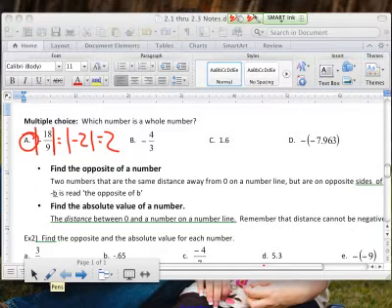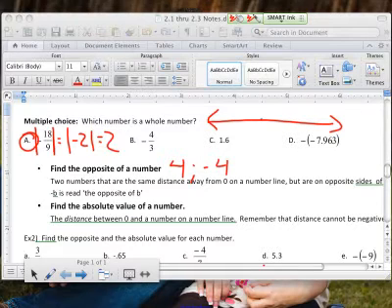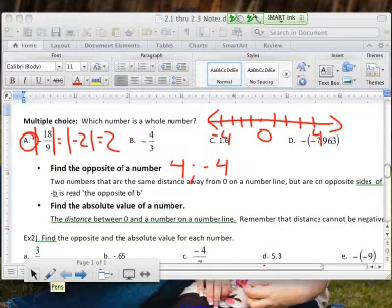Okay, two ideas here: finding the opposite of a number and then finding the absolute value. The opposites of a number are two numbers that are the same distance away from 0 on a number line, but are on opposite sides. So for instance, if I say what's the opposite of 4, I think every single one of you could tell me -4. If you look on a number line now, here's 0. Well, -4 is going to be 4 this way, and +4 would be 4 this way, and so they are the same distance from 0 on the number line, but they're going in opposite directions. So that's kind of what it means to be an opposite.